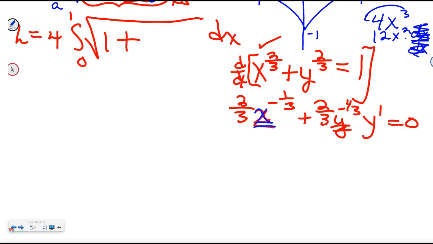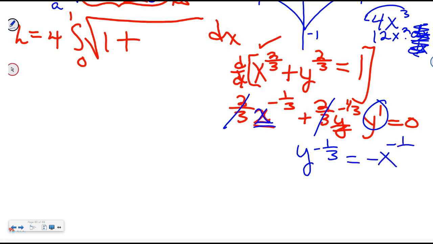Right? Anyway, where was I? We're trying to figure out what y prime is. We have plenty of time. So I'd divide everything by 2/3 and just get that out of there. And then I would subtract the x to the negative 1/3, right? So it'd be negative x to the negative 1/3 over here.